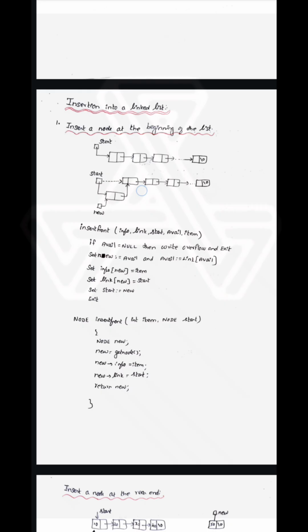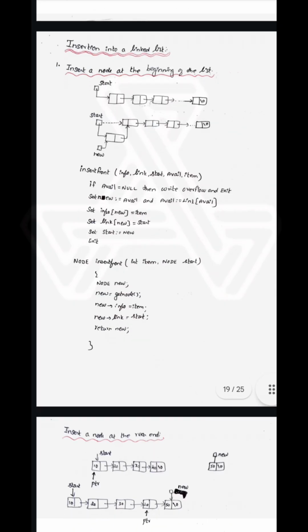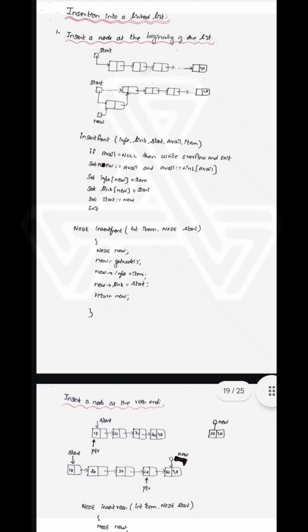Node insert front of int item, node start. Node new equals get node. New info equals item. New link equals start. Then start equals new, then return start.